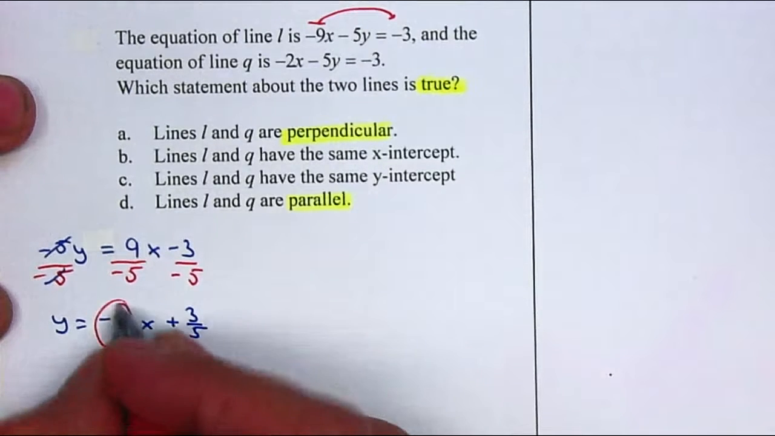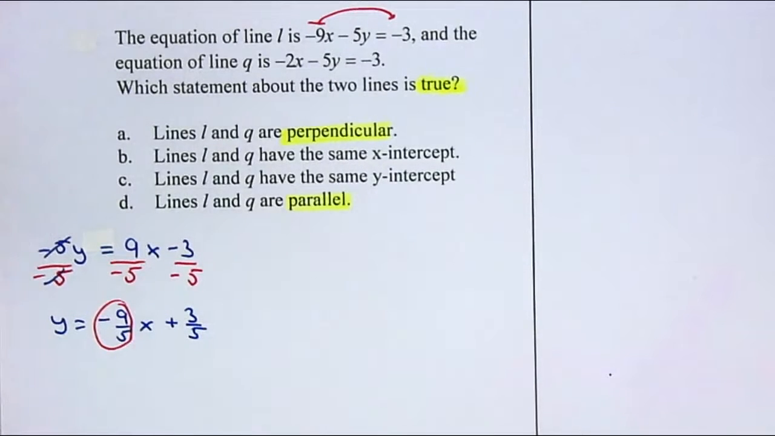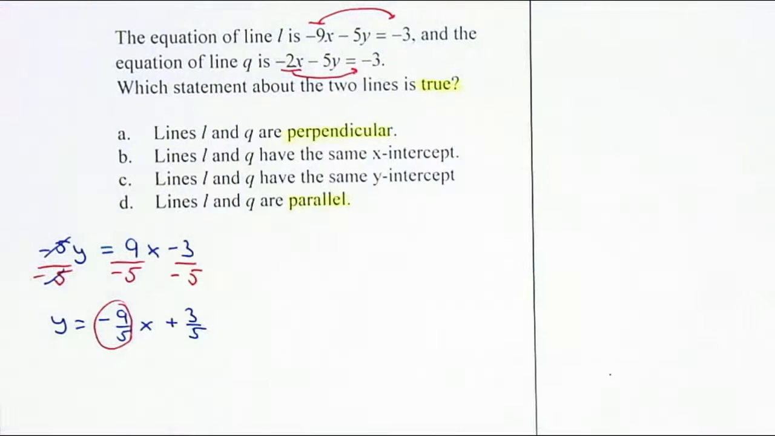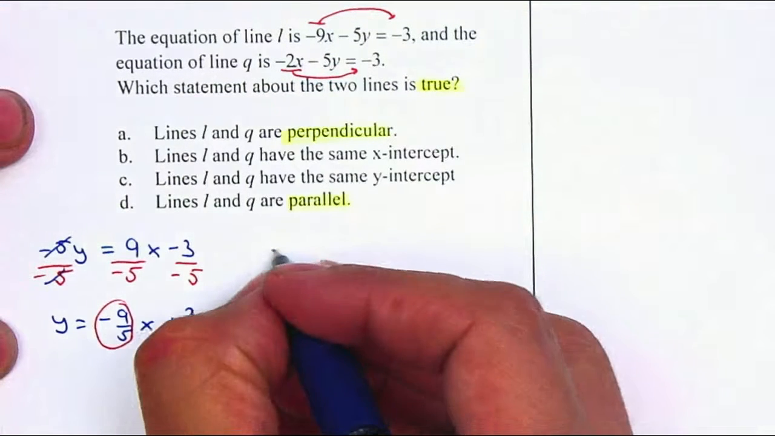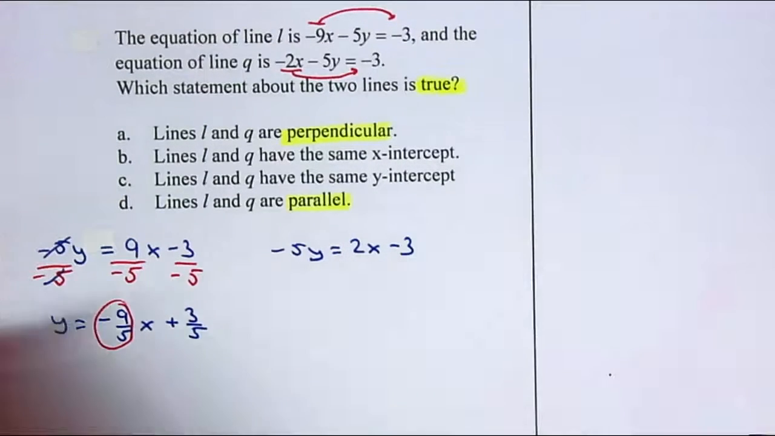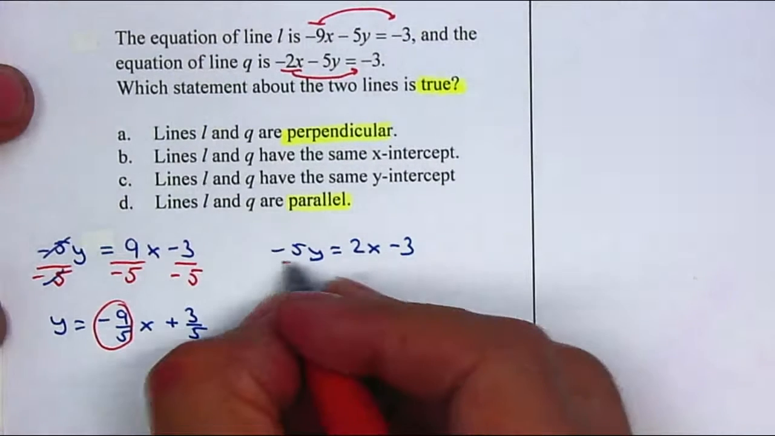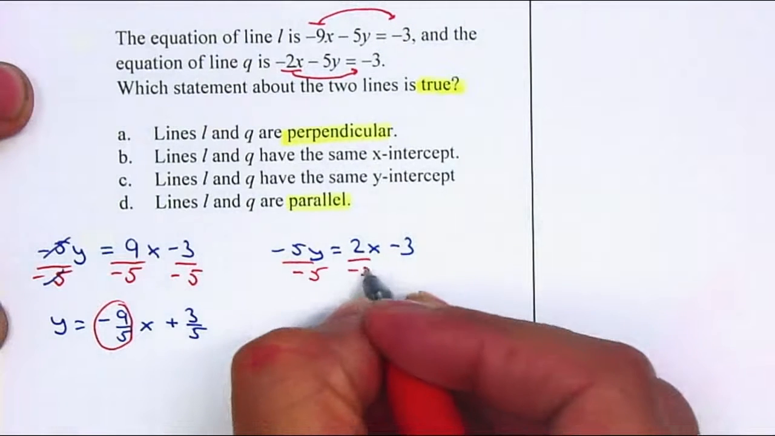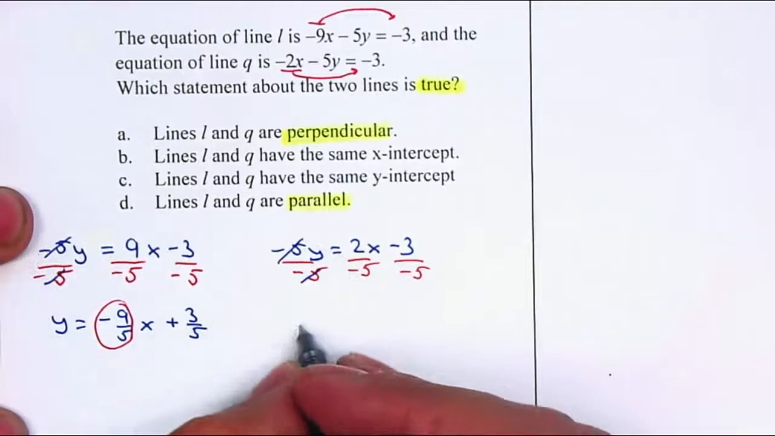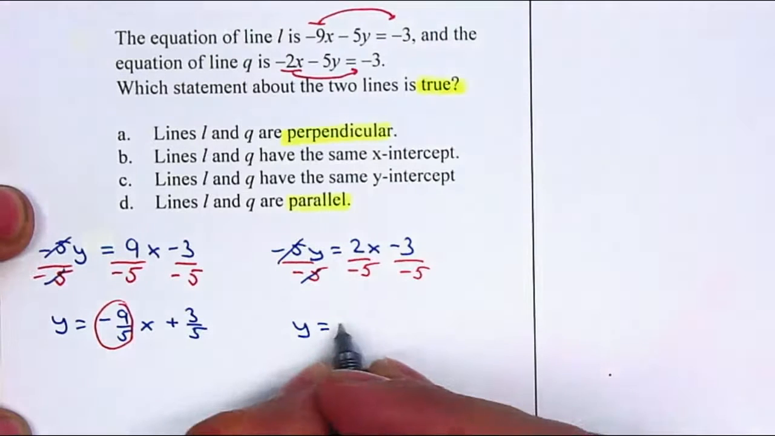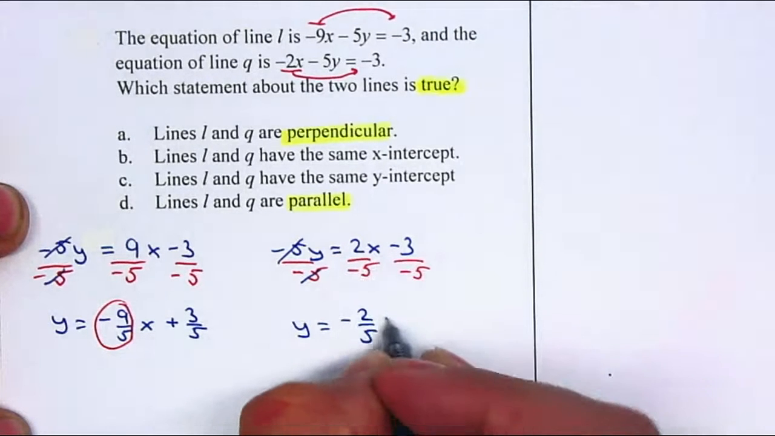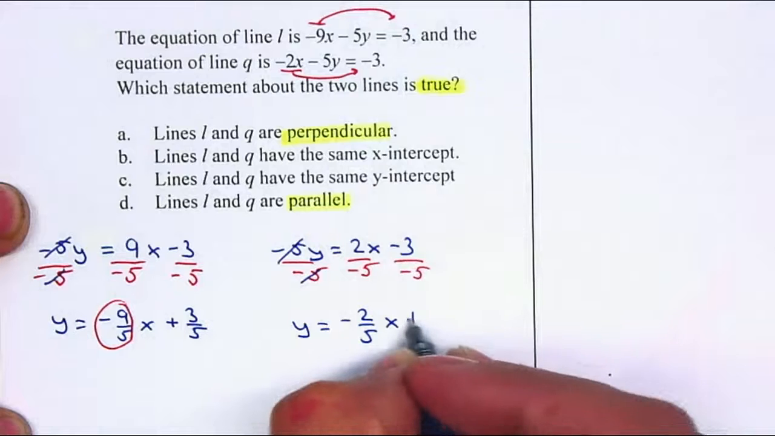This is your slope. And we're going to do the same thing with the other equation. We're going to move the x to the right, becomes a positive. So we have a negative 5y is equal to positive 2x minus 3. And now we just divide by negative 5. The negative 5's cancel. We have y is equal to positive divided by negative is a negative 2 over 5 x, negative divided by negative is a positive 3 over 5.